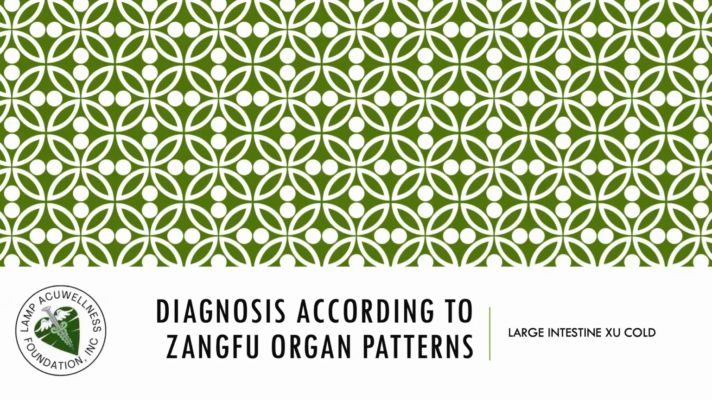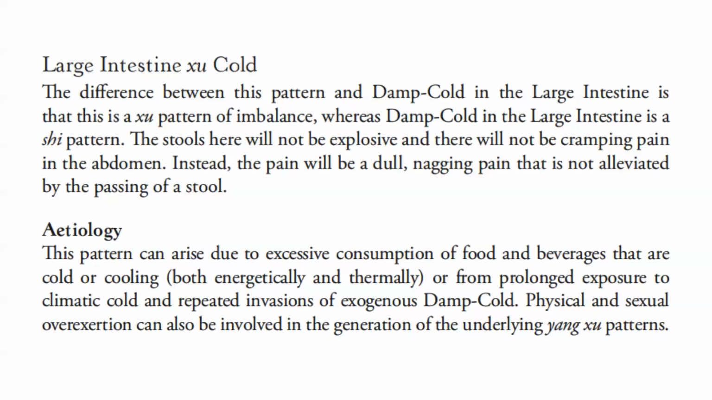Let's discuss large intestine deficient or empty cold as we continue with our diagnosis according to Zang Fu organ patterns. The difference between this pattern and damp cold in the large intestine is that this is a deficiency pattern of imbalance, whereas damp cold in the large intestine is an excess pattern. The stools here will not be explosive and there will not be a cramping pain in the abdomen. Instead, the pain will be a dull, nagging pain that is not alleviated by the passing of a stool.